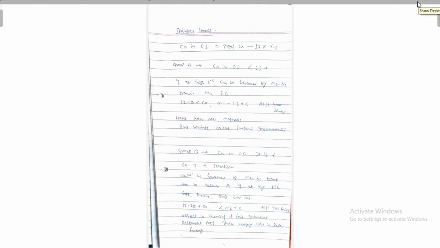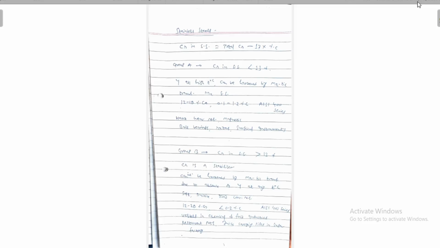So stainless steels are of three types. They have been divided into three groups: Group A, Group B and Group C. Chromium in stainless steel is equal to total chromium minus 17 times percentage carbon.